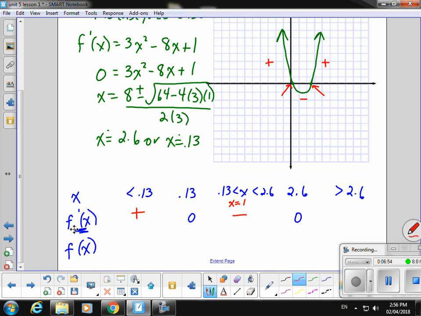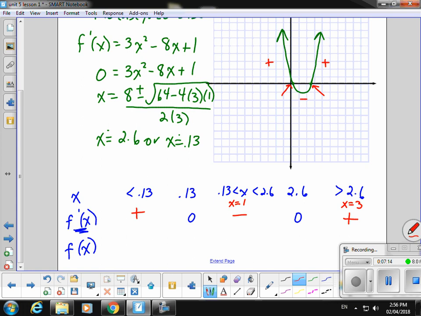I want a value larger than 2.6. I put it into my derivative function. This is where you're trusting me with my calculator. I'm choosing a value of 3. So I have 3 times 9, 27, subtract 24 is positive 3, plus 1 is 4. So I get a positive.